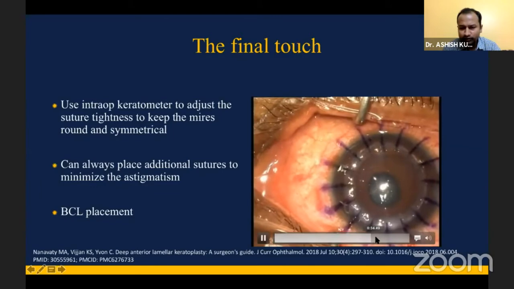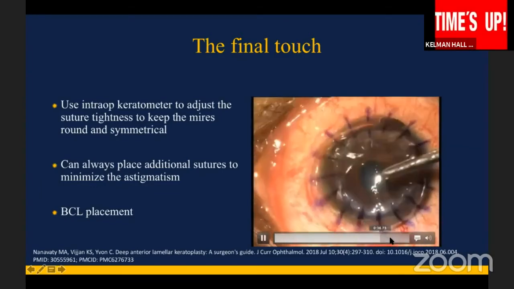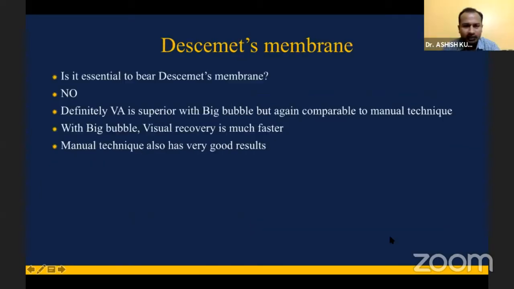Once you have put the sutures, you can put a bandage contact lens. Again, the D is for Descemet's membrane. It's not essential to bare Descemet's membrane all the time. Sometimes you'll not be able to. And so definitely visual acuity is superior.